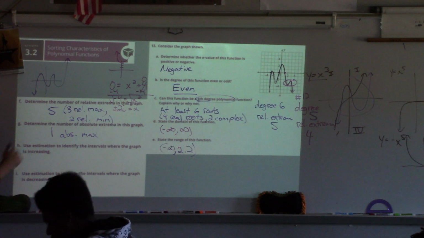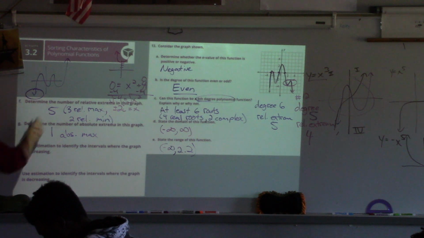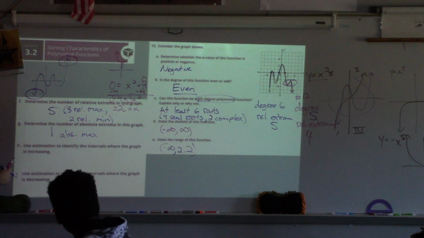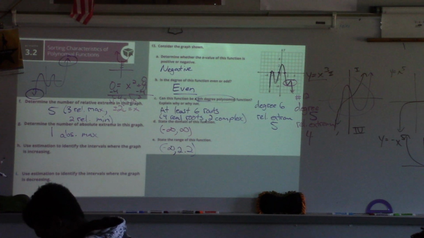You could have a, what do you mean, like a max? Can you have an absolute max or min when it's odd? No, there's going to be infinity. It's going down to negative infinity, going up to infinity. So if it's odd degree, yeah, you have no absolute.